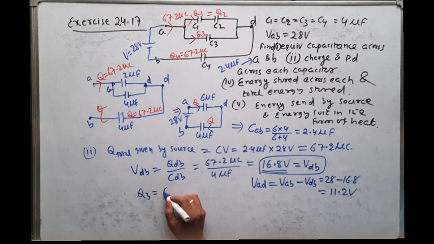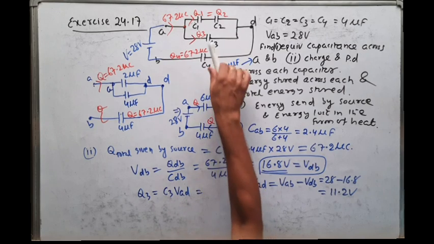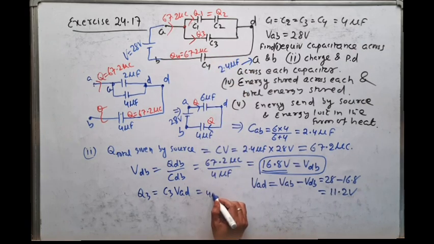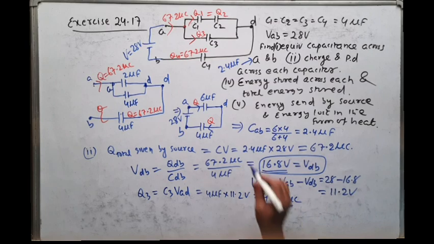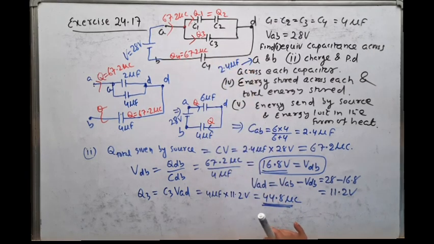Q is equal to CV. It is C3 into VAD. So what is the C3 value? 4 microfarad. What is VAD? VAD is 11.2. So you multiply this. 4 into 11.2 is equal to 44.8 microcoulomb. This is the charge through this C3 capacitor.